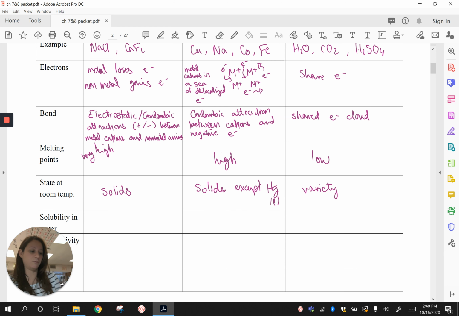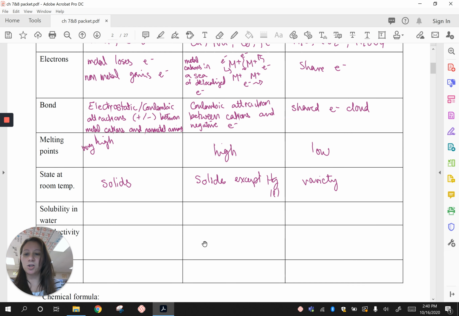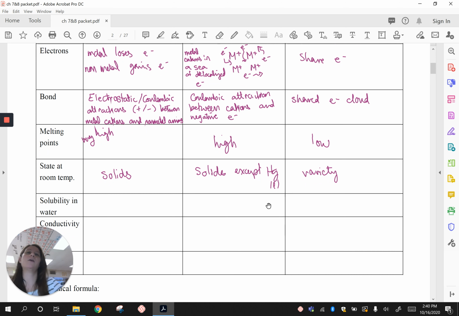Solubility in water. So let's think about this. Salt. Can you dissolve salt in water? Yes. Now, not all ionic substances are soluble, but most of them are. So we're going to say most are soluble.